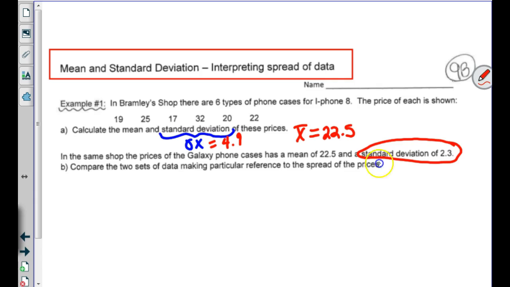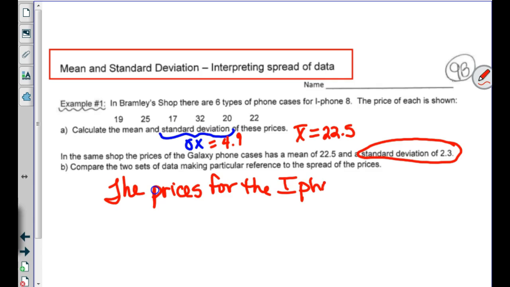Did anybody catch on what I was trying to say a minute ago? What does it mean that the standard deviation is bigger? Anybody in here in stats? What does that mean? Okay. The numbers are more spread apart. Well, it's not about accuracy for this one, but yes, the prices for the iPhone cases vary more, okay? They're not as closely lumped together.